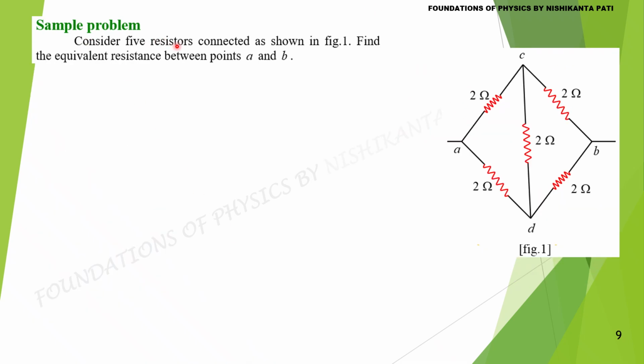Consider 5 resistors connected as shown in the figure. Find the equivalent resistance between A and B. 2 ohm, 2 ohm, this is 2, 2, this is also 2 ohm. So this is the balanced Wheatstone bridge. If a battery is connected between A and B, no current will flow through this 2 ohm resistor. So this resistor can be removed without disturbing any current distribution when there is a battery between A and B.